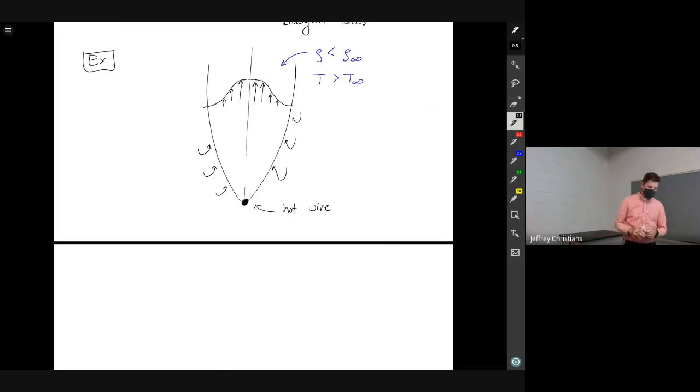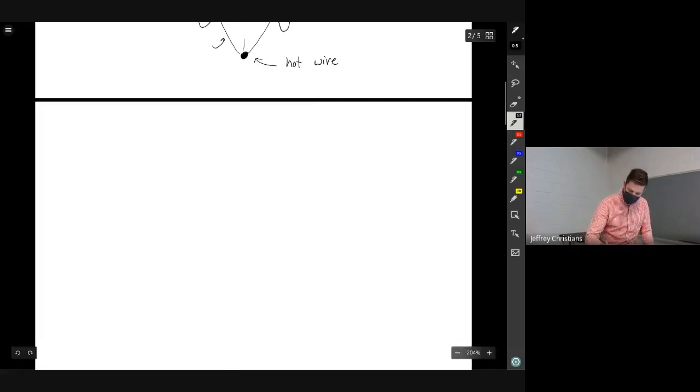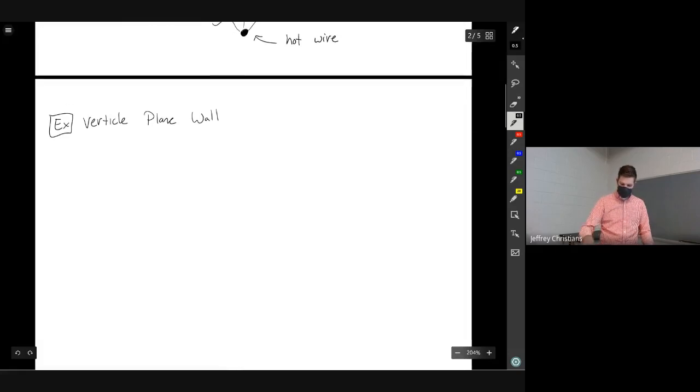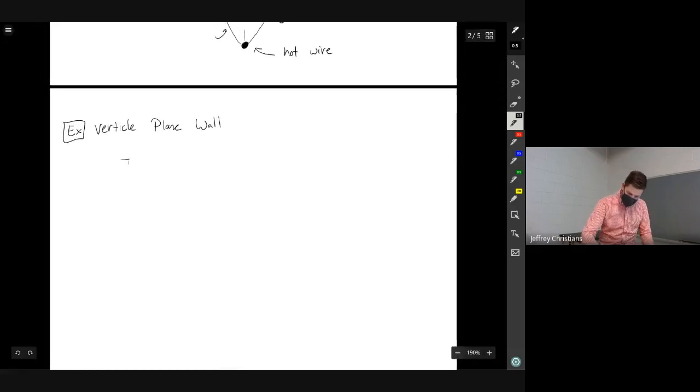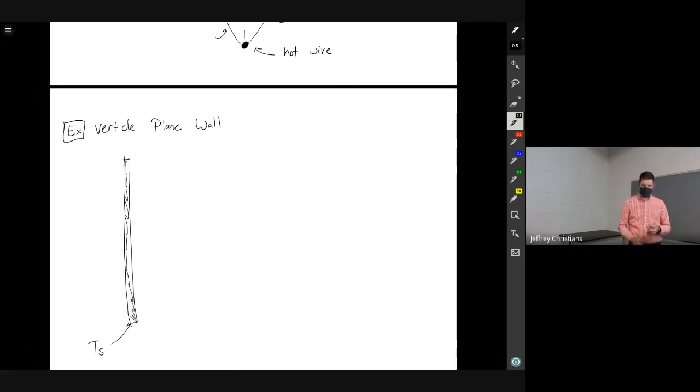Where we'll start, actually digging into what the math looks like, or what the models look like, is a vertical plane wall. So we're imagining in this case this vertical wall of some constant temperature Ts.